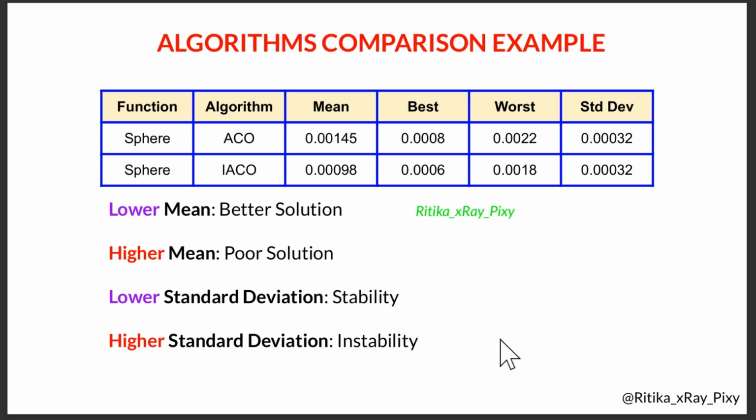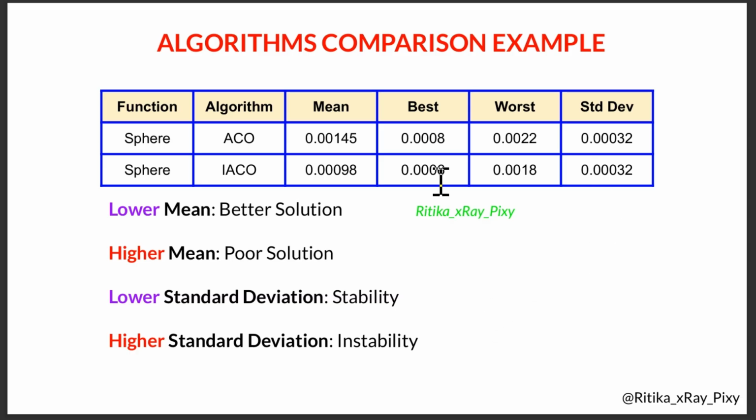Now we will compare this algorithm's results with another algorithm. So we have the sphere function. On the same function, these two algorithms are tested and then the results are compared. So we will compare mean values, best, worst, and standard deviation values. You can see here for this algorithm, the mean value is 0.00145, best we have 0.008, and worst we have this one. After this we will observe that if we have a lower mean value, it means it generally finds a better solution, and if we have a lower standard deviation, it is more stable across different runs.